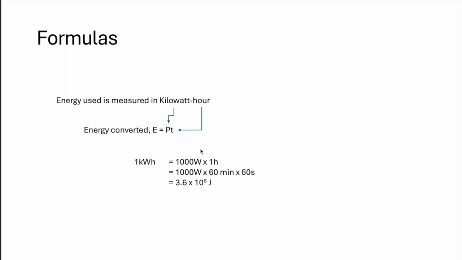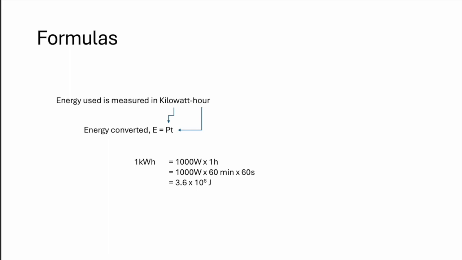E equals PT. Kilowatt is a unit of power, P, and an hour is a unit of time, T. So kilowatt hour is a measure of energy used. So 1 kWh is 1000 watts times 3600 seconds. Why is that so? Because there are 60 seconds in a minute, 60 minutes in an hour. So 60 times 60 is 3600. So it's 3.6 times 10 to the power of 6 joules in 1 kWh.